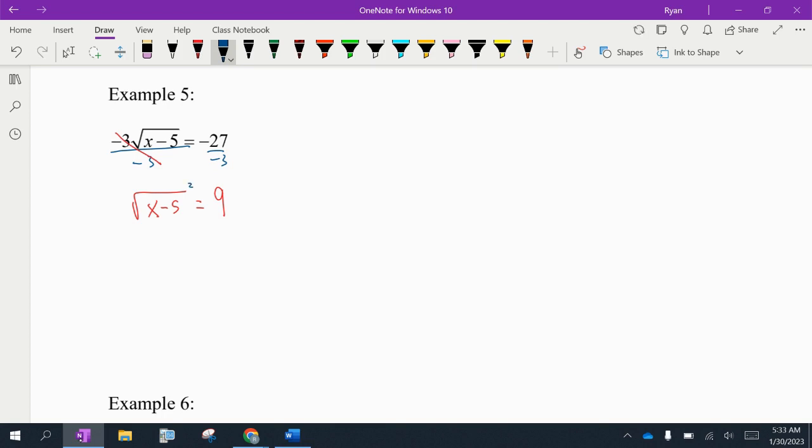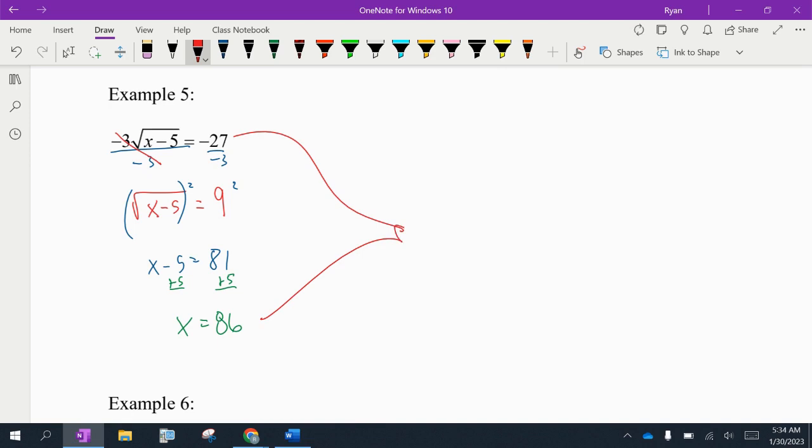Now we're going to square both sides. Square the left, we get x minus 5. Square the right, we get 81. Next step, add 5 to both sides. Plus 5, plus 5. So x equals 86. Feeling pretty good about that. Let's see if I check my answer over here.